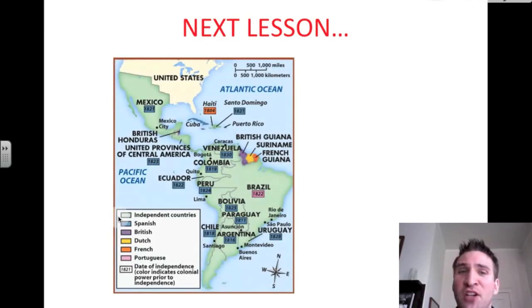Next lesson, we're going to be talking about all of these countries in green. What do they all have in common? They all are in Latin America, and they all became independent from their European owners in the 1800s. How did they become free? How did Haiti and Mexico and Brazil become free? We're going to be talking about that next lesson.